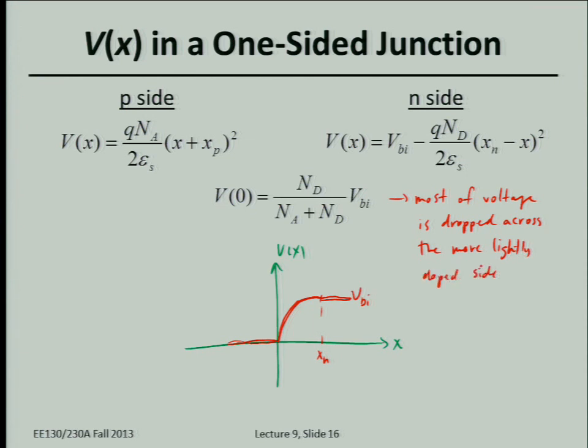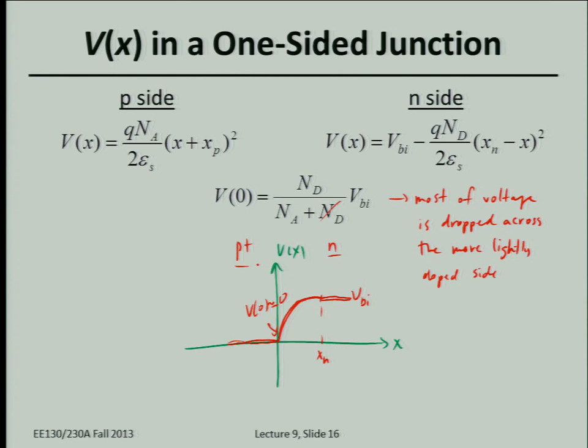So if you just look at that equation, if NA is much greater than ND, what does that equation give you for V at 0? Close to 0, right? Because then ND would become negligible compared to NA, and this ratio is very small. So that's what's shown here, right? V0 is approximately 0 for this P plus N junction.